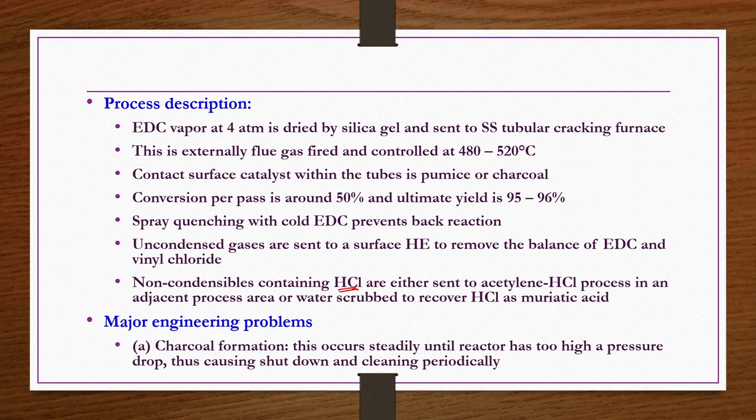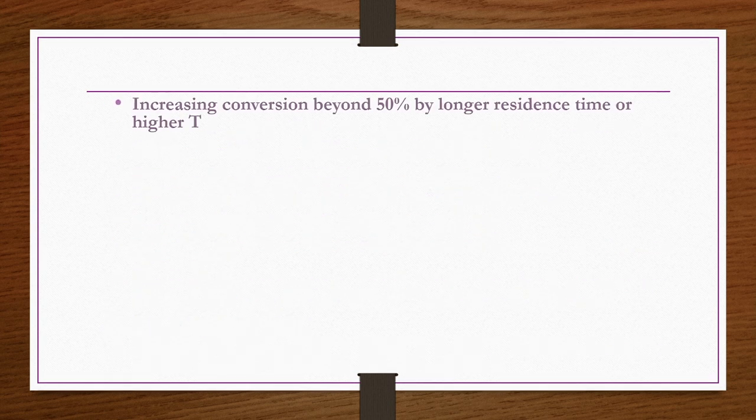Major engineering problems: charcoal formation. If you do the pyrolysis at higher temperatures, more than 400-500 degrees centigrade, then hydrocarbons, whatever are there, will definitely form some amount of free carbon or charcoal. That occurs steadily until the reactor has too high a pressure drop, causing shutdown and periodic cleaning. That is one problem one has to look into.